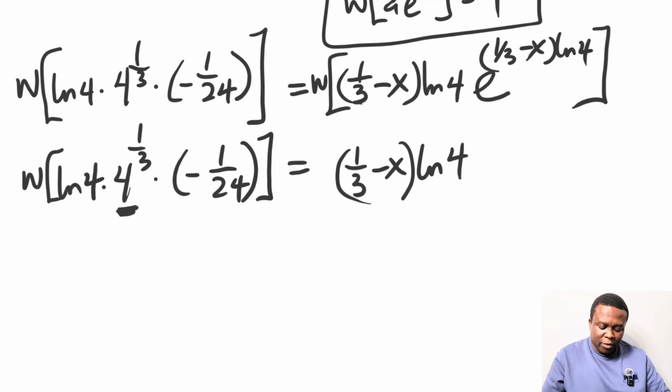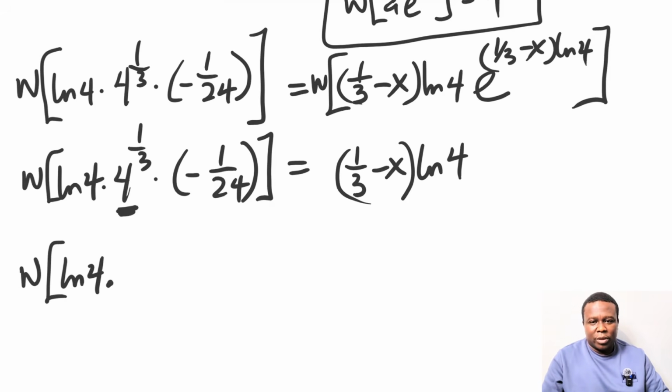rewrite 4 to the 1 over 3. So this is a manipulation, okay? Try to rewrite 4 to the 1 over 3 in such a way that it still turns out to be 4 raised to the power 1 over 3. But at the end of the day, it will help us write out this whole thing on the left-hand side in the Lambert W format, okay? So we have W of ln 4 times 4 raised to the power 1 over 3.